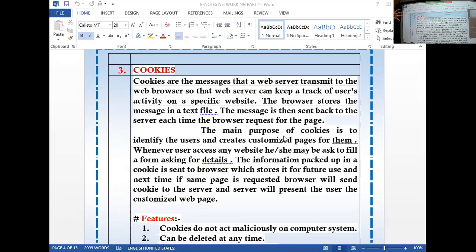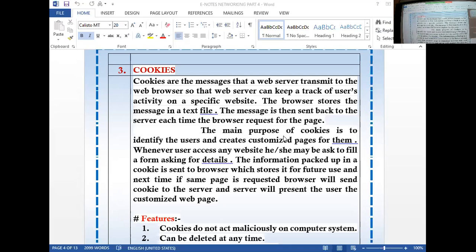The server, when accepting the cookie, will create the customized page. I give one example to you people. Suppose one website you frequently open. You might have seen it get customized with your name. Sometimes you see your name on that because the server has created the customized web page. But this doesn't mean that a cookie is creating a virus in the system or bringing a virus into your system. No, a cookie has no connection with the virus.